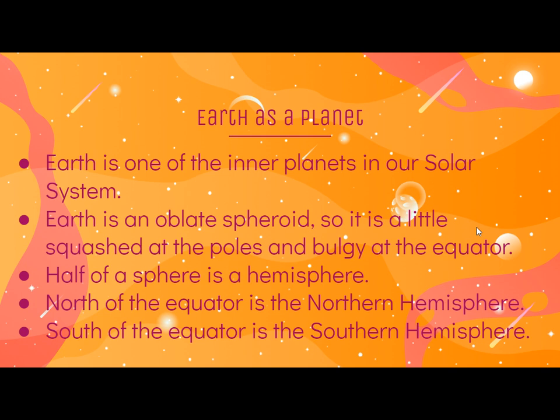Okay. Earth is an oblate spheroid. That means that instead of being a perfect circle, the poles have kind of been squished in a little bit. So if you were to measure the distance from pole to pole and then measure the distance from east to west across, there would be a difference. The pole to pole would be shorter than the width.